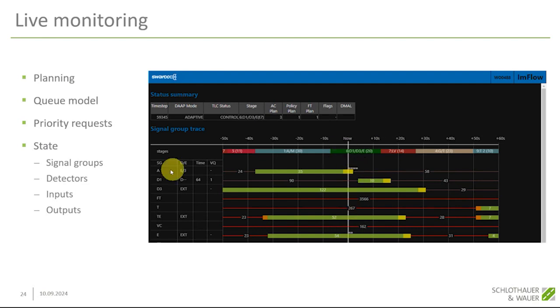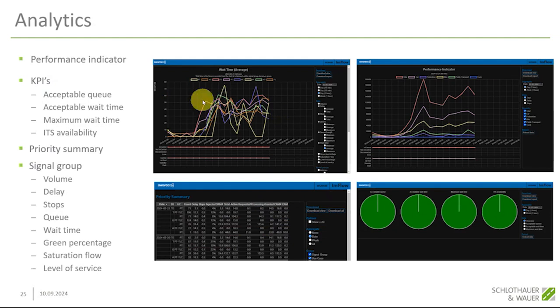So all the signal groups, all the detectors are being traced and can be monitored like that. At the same time, we can produce certain KPIs and certain statistics per signal group: current volume, delay, stops, queue, and so on. And this can be monitored in real time.